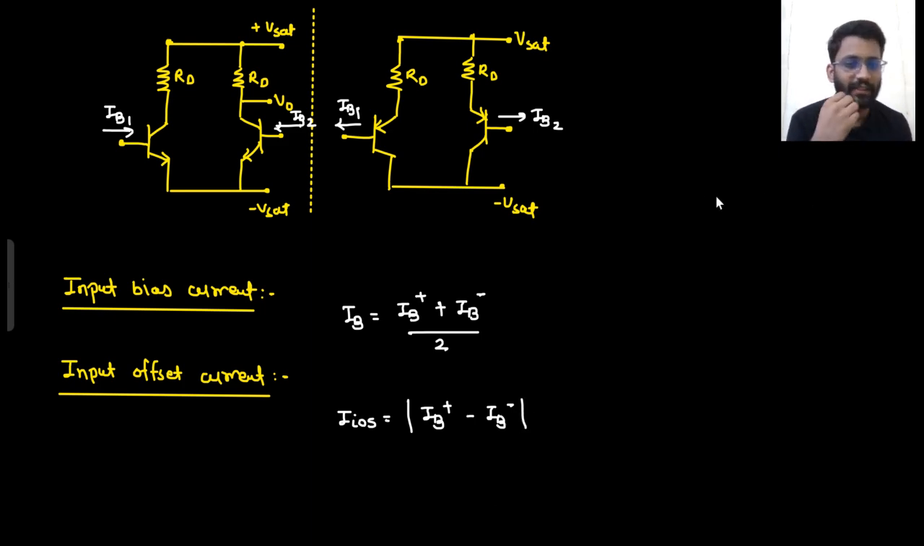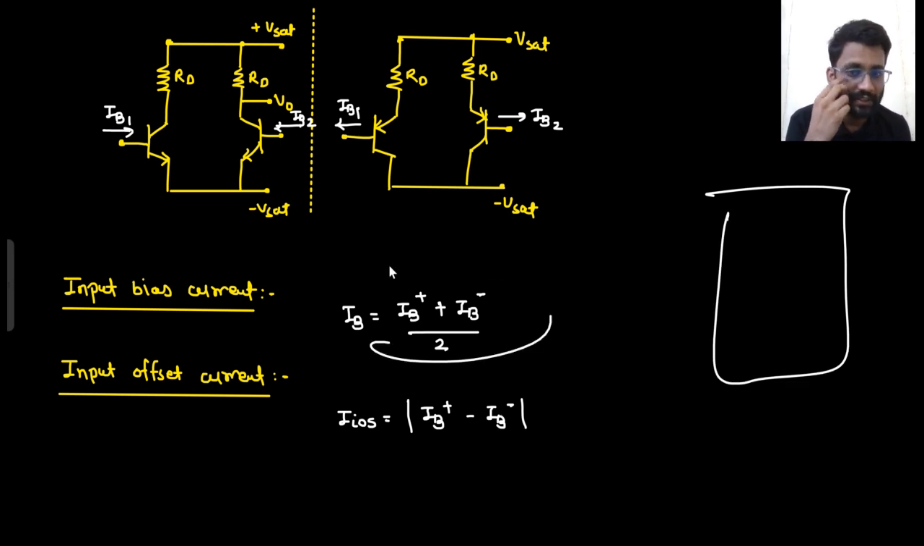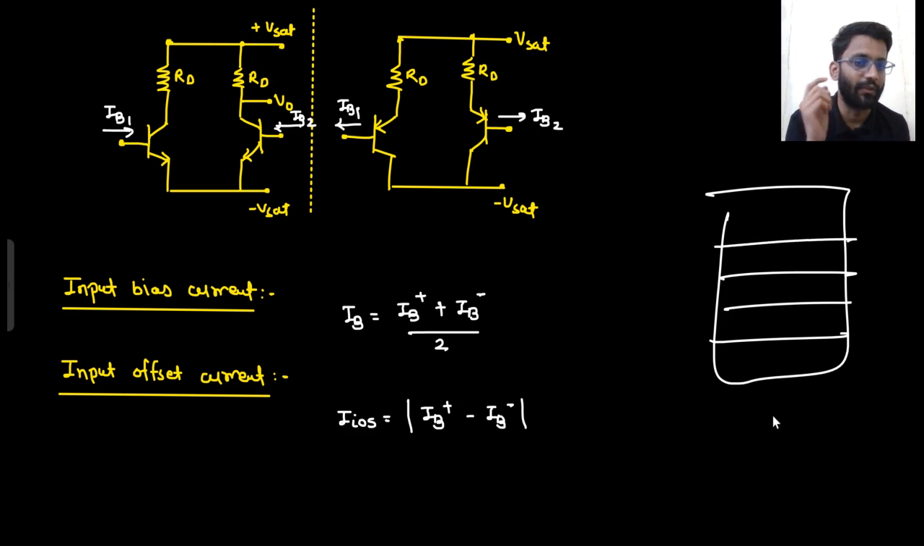So in the data sheet of an OpAmp, these data will always be written. What is your bias current? What is your offset current? What is your offset voltage? Your offset voltage will be some 5 millivolt. Your bias current is in microamps only, let's just say it is 1 microamp. Your offset current is some 1 nanoamp.